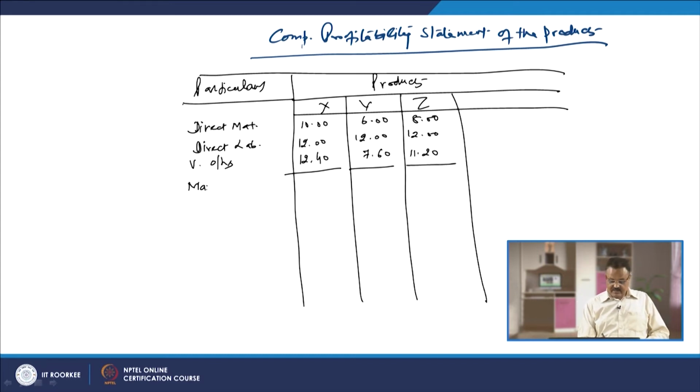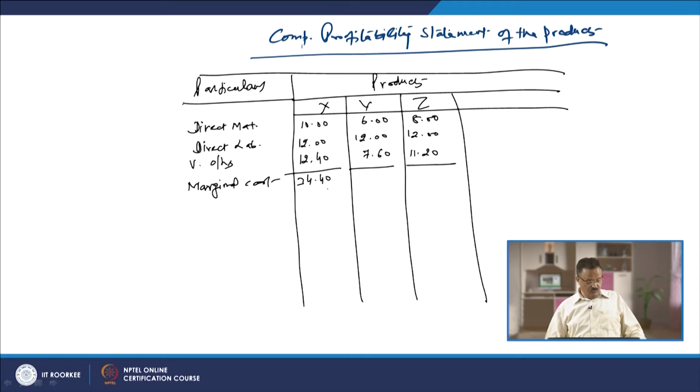the marginal cost. If you calculate the marginal cost here, how much does it come up at? 10 plus 12, 22 plus 12, 34.40. Then in the second case it works out as 25.60, and in the next case it works out as 31.20, right. This is the marginal cost.